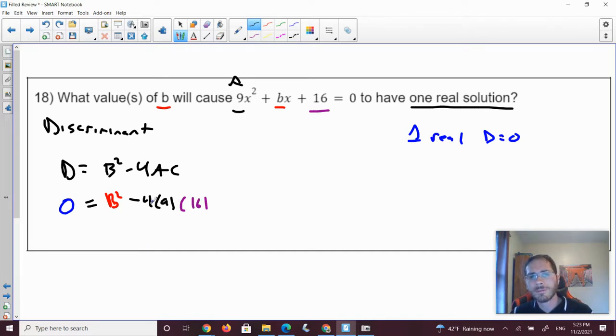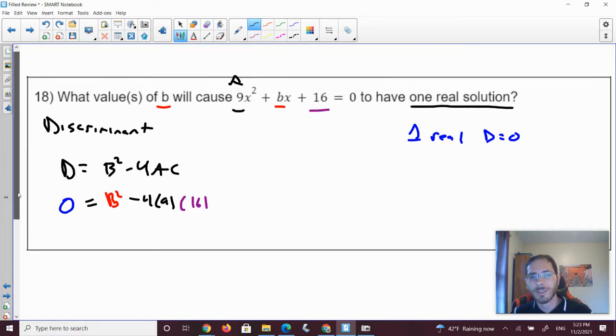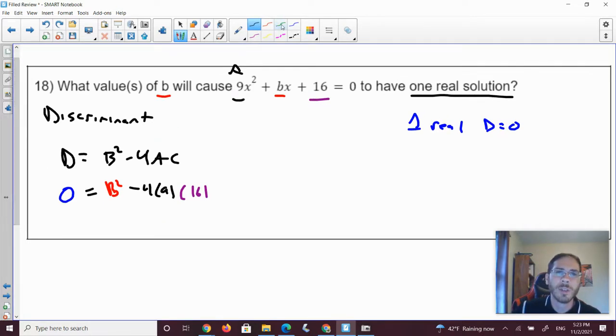So I'm not going to multiply this out just because I don't want to use a calculator. But what I'm going to do is add this to the other side. So plus 4 times 9 plus 16. I don't know what that is. I don't really care at this point.